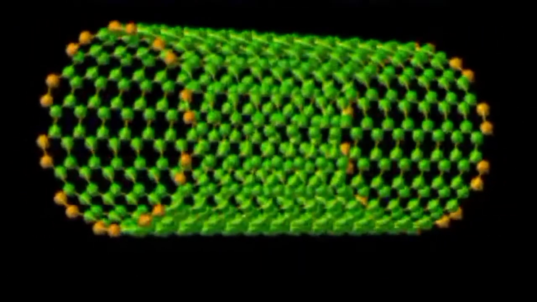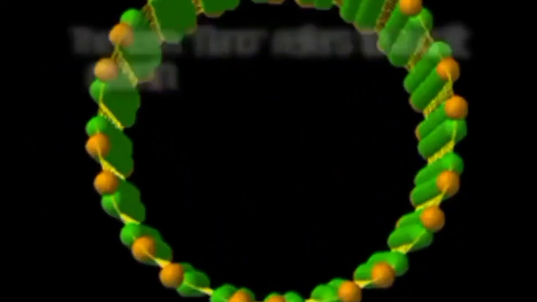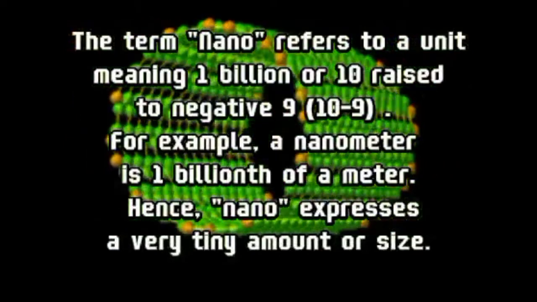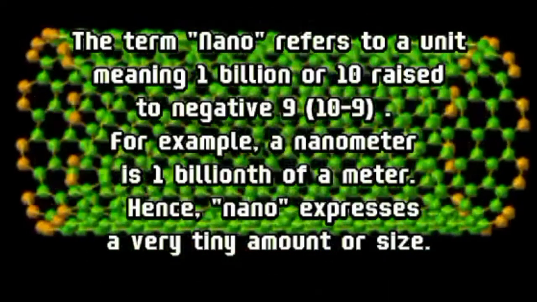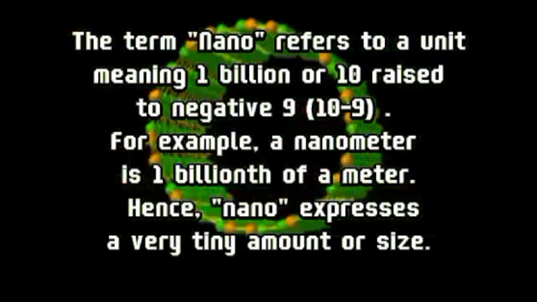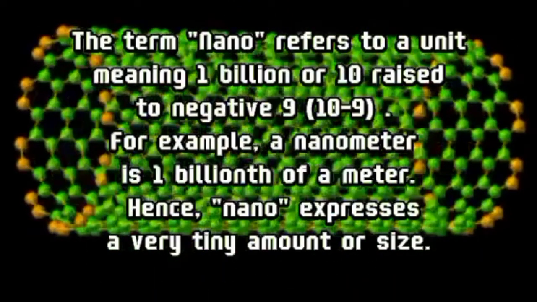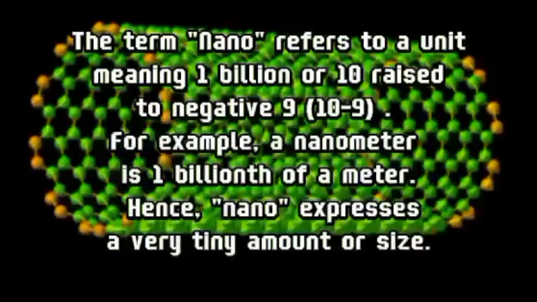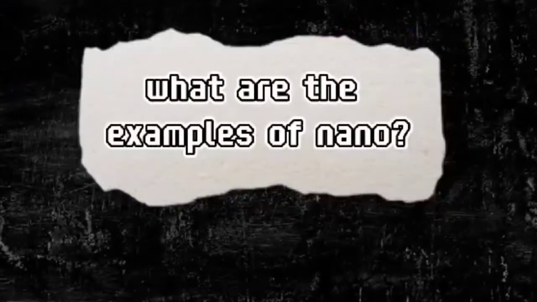What is Nanoworld? The term nano refers to a unit meaning 1 billionth or 10 raised to negative 9. For example, a nanometer is 1/1000th of a meter. Hence, nano expresses a very tiny amount or size, or is used for measuring the extremely small. Here are some examples of nano.